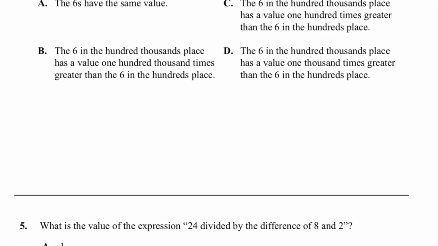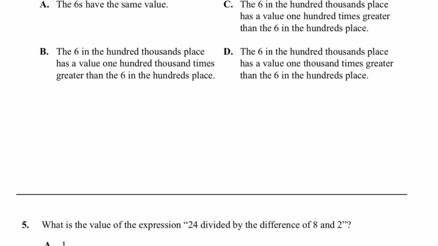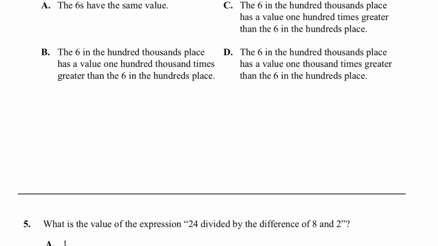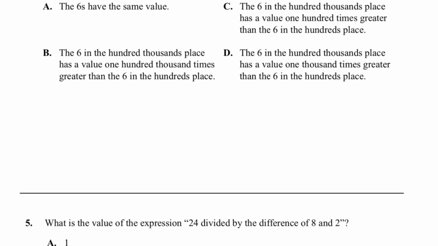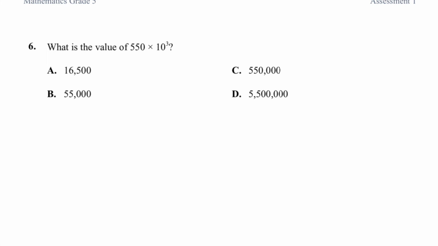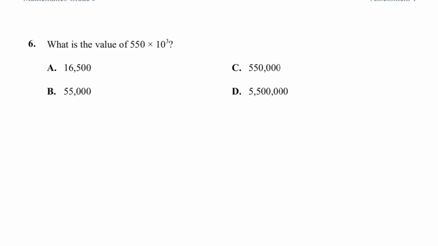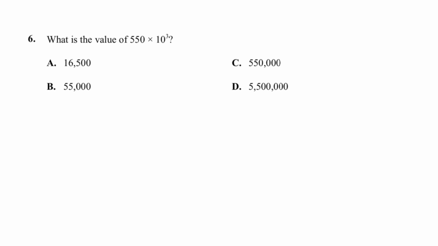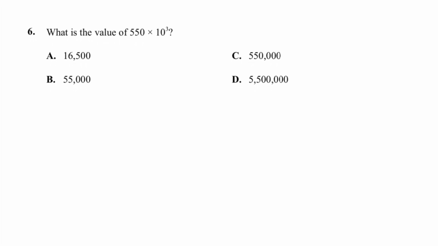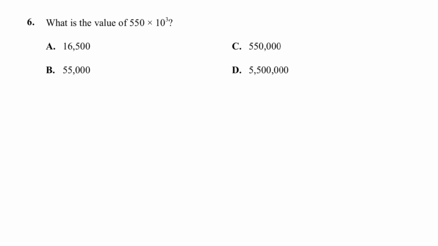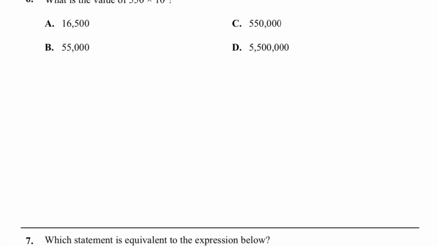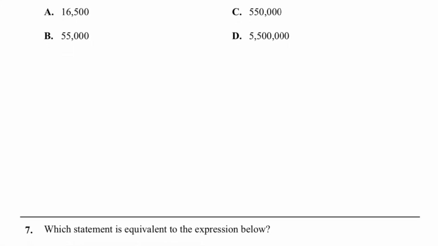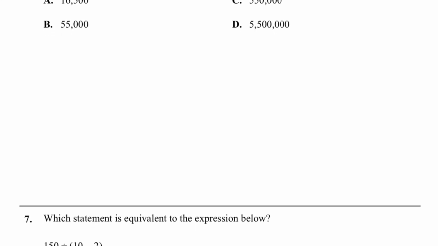Number 5. What is the value of the expression 24 divided by the difference of 8 and 2? A. 1, B. 4, C. 6, D. 14. Number 6. What is the value of 550 times 10 to the third power? A. 16,500, B. 55,000, C. 550,000, D. 5,500,000. Number 7. Which statement is equivalent to the expression below?